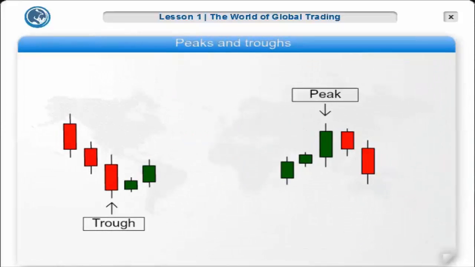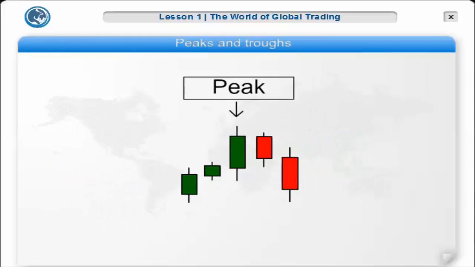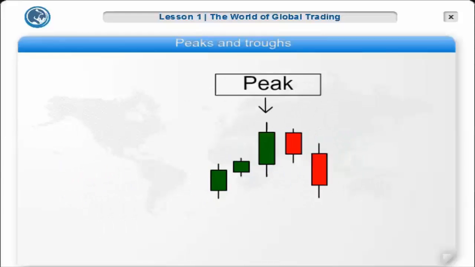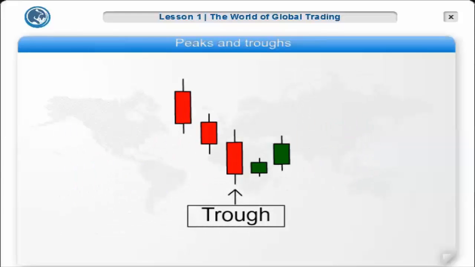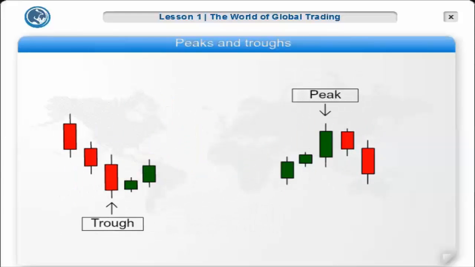A peak is a candlestick that is surrounded on both sides by two candlesticks that are lower than its highest price. A trough is a candlestick that is surrounded on both sides by two candlesticks that are higher than its lowest price.